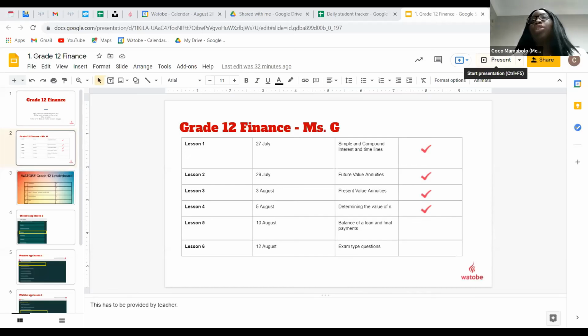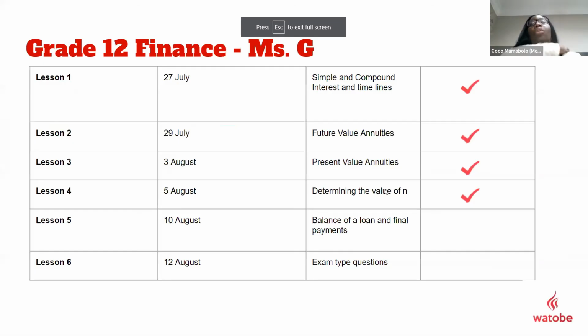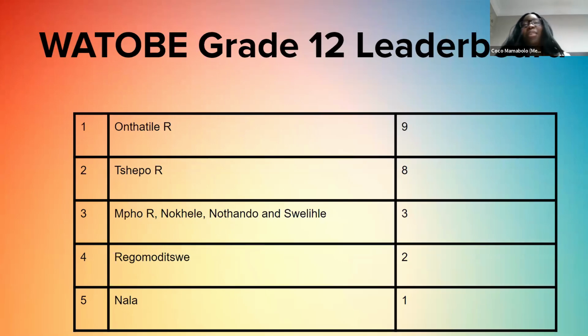Okay, so we're just going to have a look quickly at some of the logistics of today. I'm just going to share my screen quickly. So this is what we've gone through so far. We are currently on lesson 4. Well, we just finished lesson 4, which was determining the value of n. Next week, Tuesday, we'll be looking at balance of a loan and final payments. And then on lesson 6, Ms. G will be taking you guys through some of the questions that you're most likely to come across in your exams.